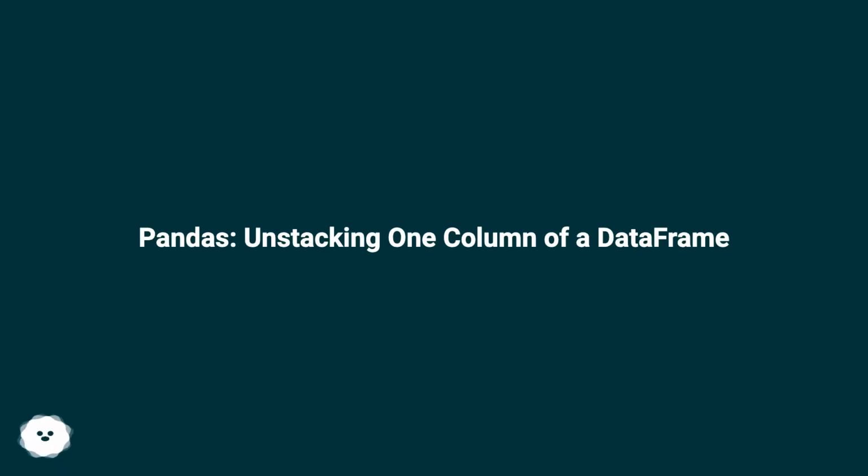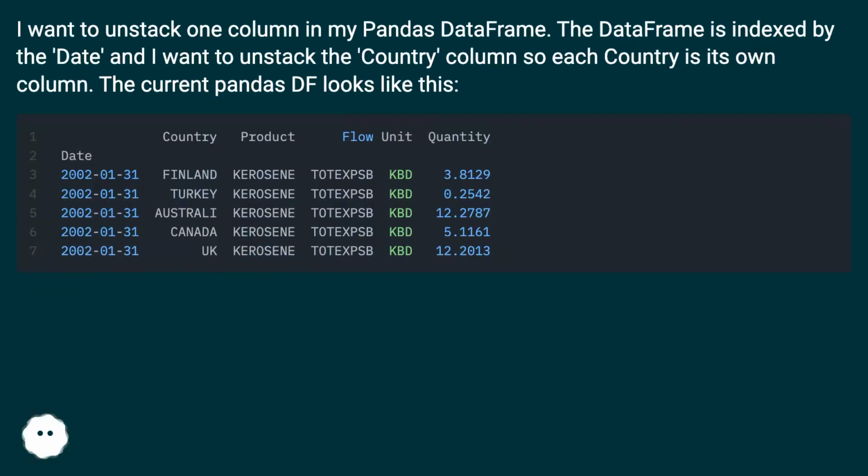Pandas, unstacking one column of a data frame. I want to unstack one column in my Pandas data frame. The data frame is indexed by the date, and I want to unstack the country column, so each country is its own column. The current Pandas DF looks like this.